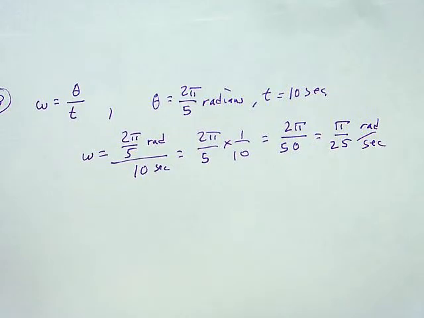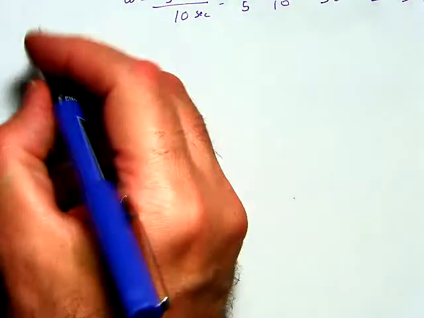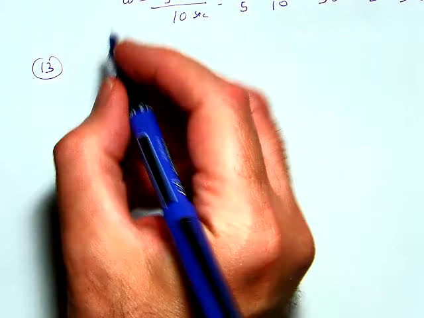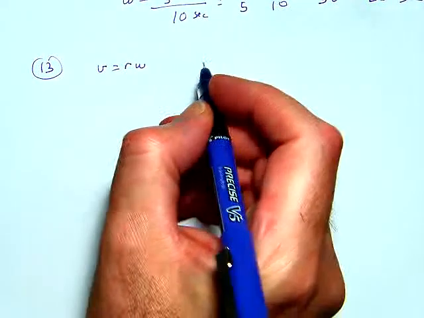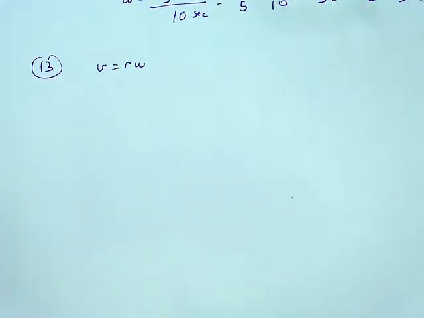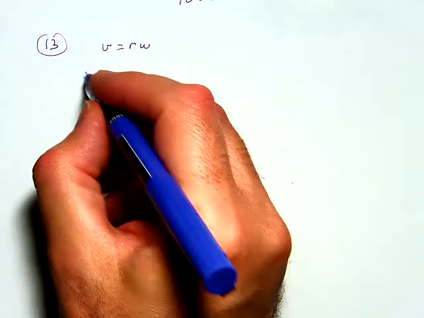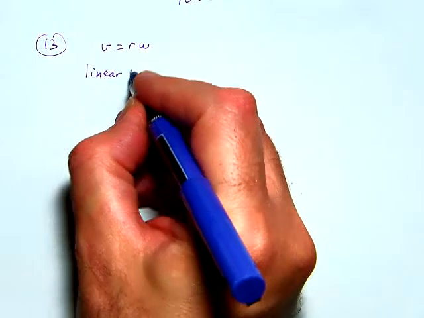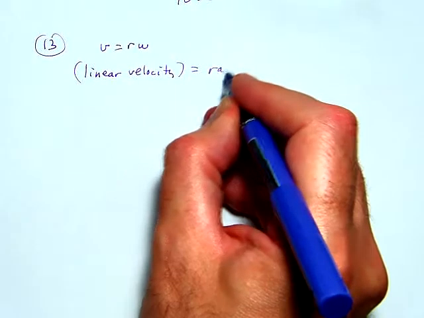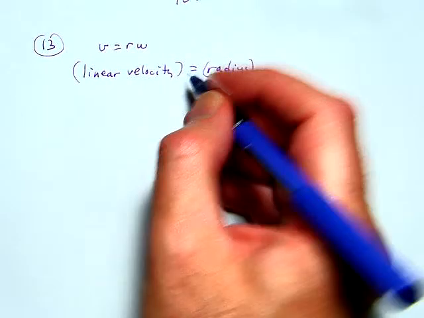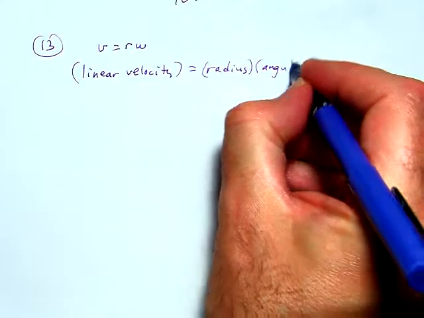Let's go on to problem number 13. Problem number 13 is similar. We're given a formula, V equals R times omega, and we have to find the value of the missing variable. But let's understand what this formula is saying. This is saying that the linear velocity is equal to the radius times the angular velocity.